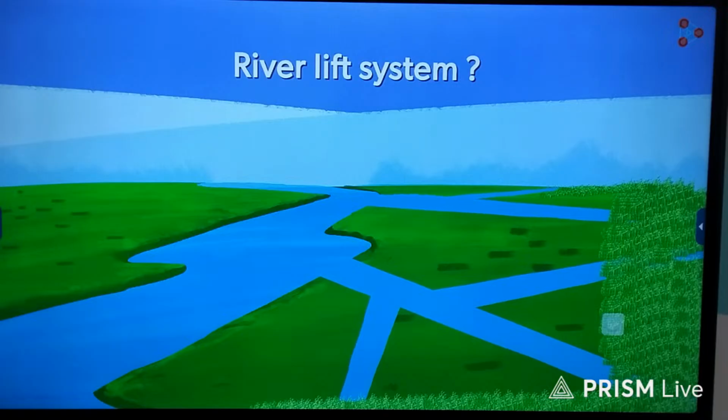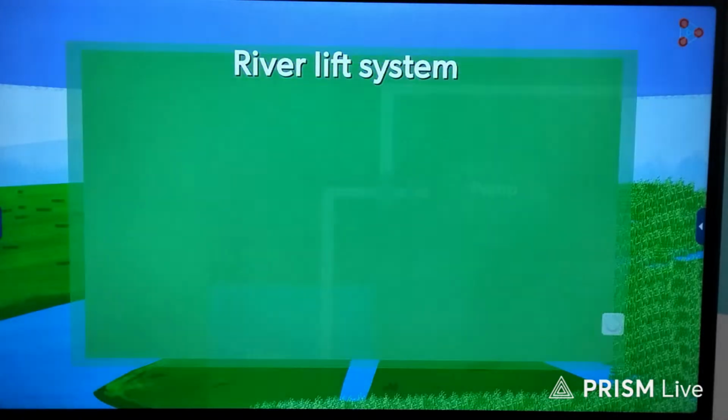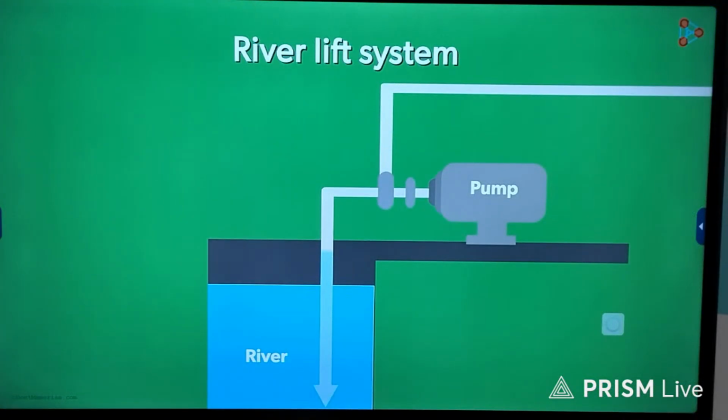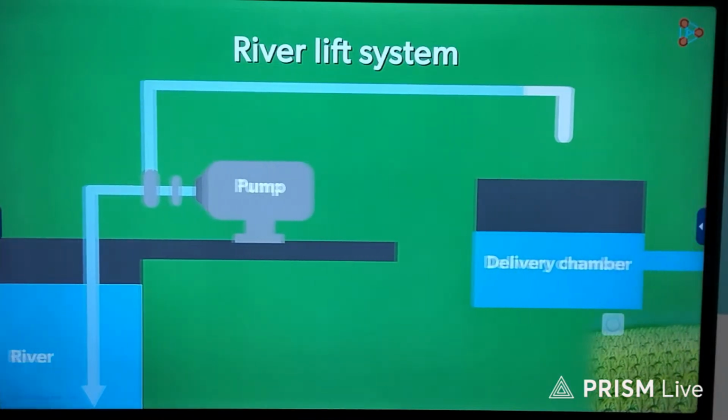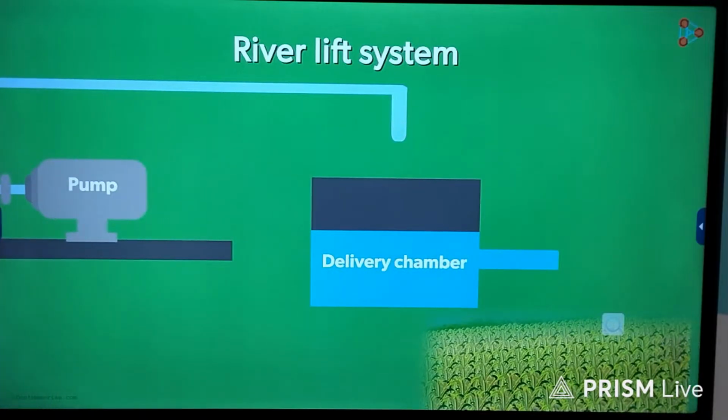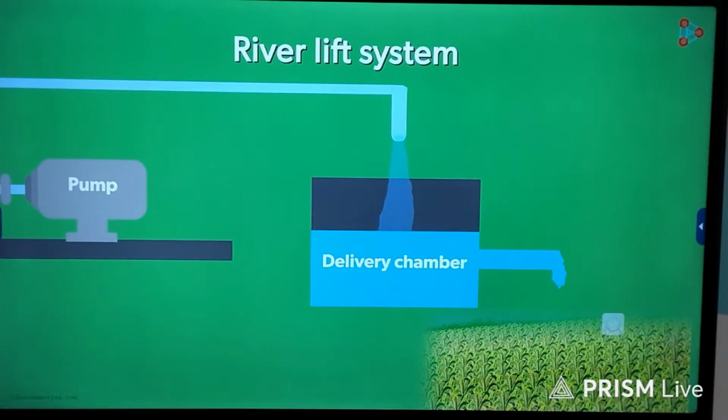The places where canals cannot be built is where we opt for a river lift system. Building of a canal system involves labor and finances, and hence some villages cannot afford the building of canals. What do they do then? They have the rivers, don't they? So, the water is directly taken from the rivers. This requires the use of pumps. Water is taken from the main river to a centralized delivery chamber. Water is then made to flow with the help of gravity to the other parts of the field.